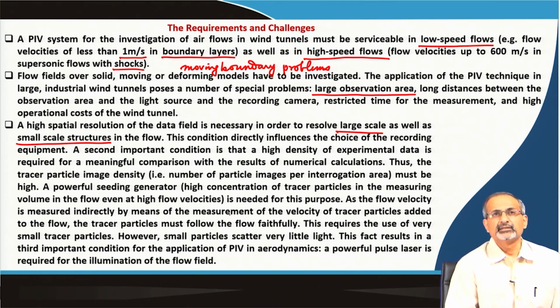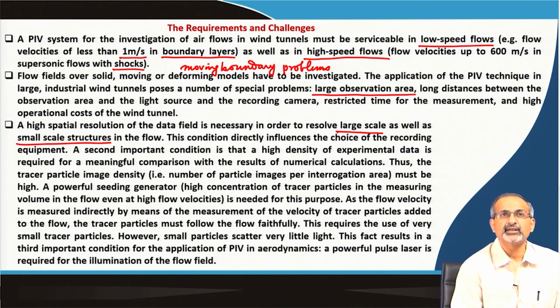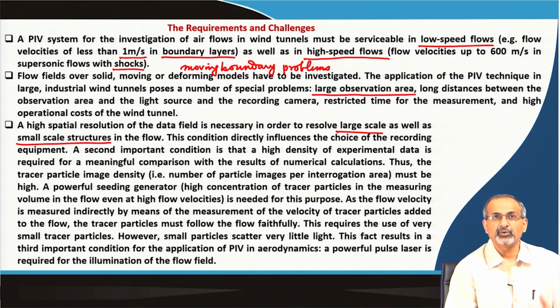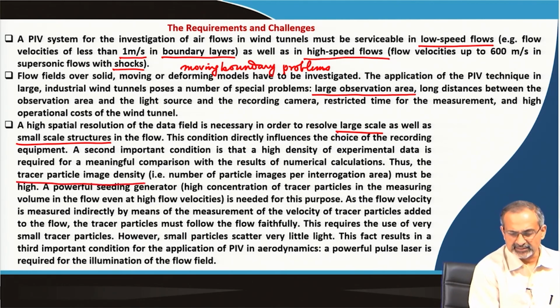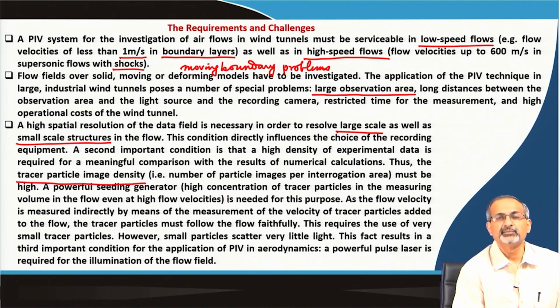Also, the laser system along with the camera together must be functioning at sufficiently high frequencies, so that the images can be acquired faster. The second important condition is that high density of experimental data is required for meaningful comparison with results of numerical calculations. So, the tracer particle image density, that is the number of particle images per interrogation area, must be high.